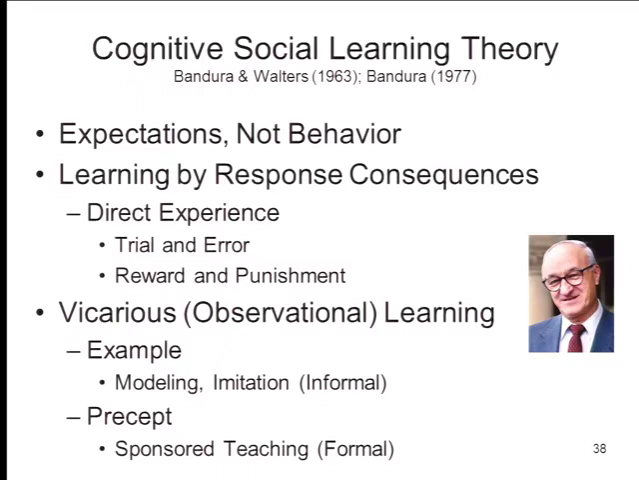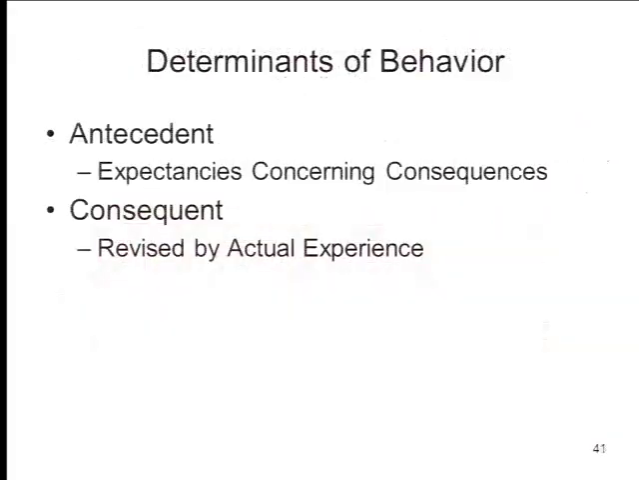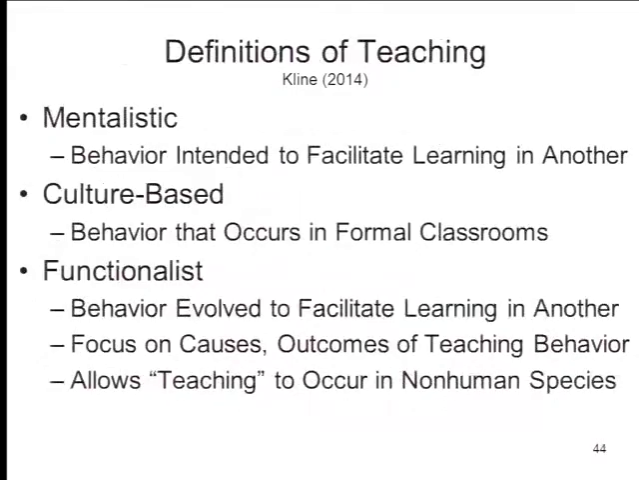Two chief forms: learning by example, just by watching somebody else do what they do and learning that way, and learning by precept, being explicitly taught how to do something. So whereas Rotter focused on what's learned, expectancies and values, Bandura talked about the learning process, learning by direct consequences and observational learning. And we'll just kind of skip over this for a little bit. We're not going to talk about teaching here at all.